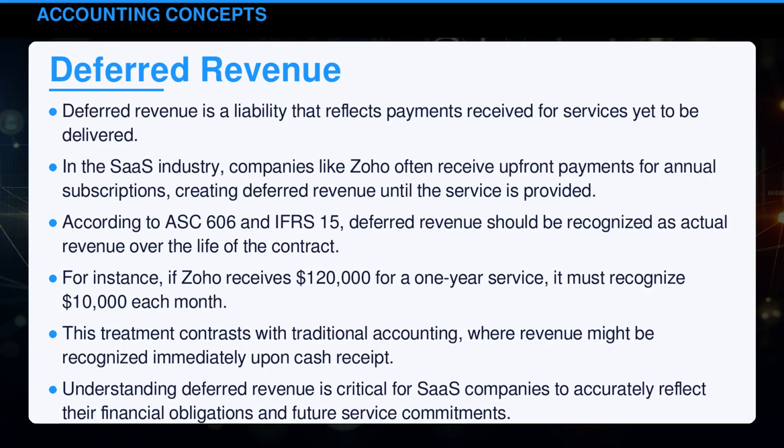For instance, if Zoho receives $120,000 for a one-year service, it must recognize $10,000 each month. This treatment contrasts with traditional accounting, where revenue might be recognized immediately upon cash receipt. Understanding deferred revenue is critical for SaaS companies to accurately reflect their financial obligations and future service commitments.